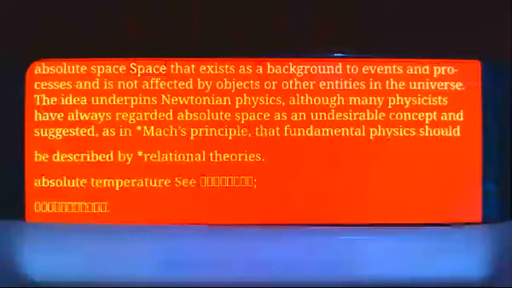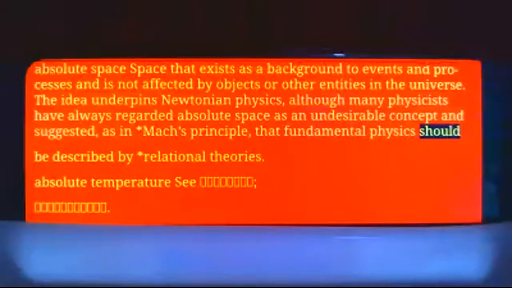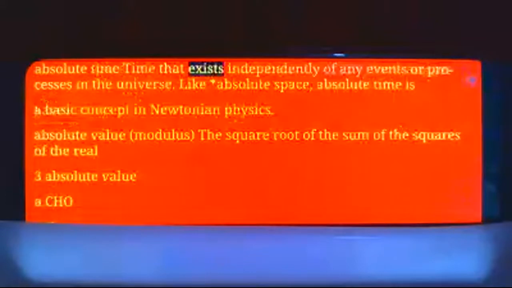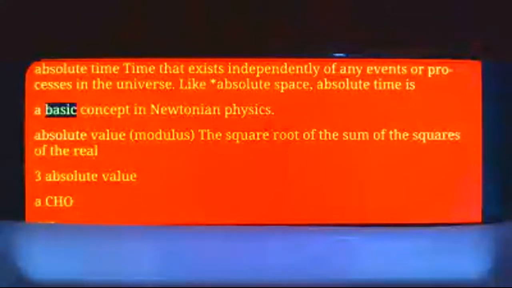Absolute space: free space that exists as a background to events and processes and is not affected by objects or other entities in the universe. The idea underpins Newtonian physics, although many physicists have always regarded absolute space as an undesirable concept and suggested, as in Mach's principle, that fundamental physics should be based on relational theories. Absolute temperature: see entry. Absolute time: time that exists independently of any events or processes in the universe. Like absolute space, absolute time is a basic concept in Newtonian physics.